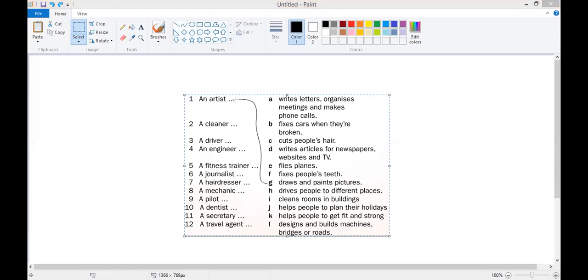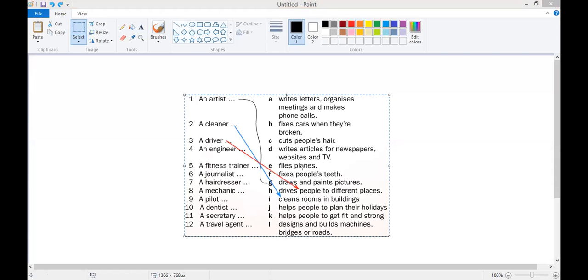Okay, so for the exercise, let's see here. We have an artist. We have that as a person who draws and paints pictures. Let's see now. A cleaner. What does a cleaner do? A cleaner cleans rooms in buildings. All right, a cleaner cleans rooms in buildings. Let's see. For a driver, what does a driver do? Well, a driver drives people to different places.